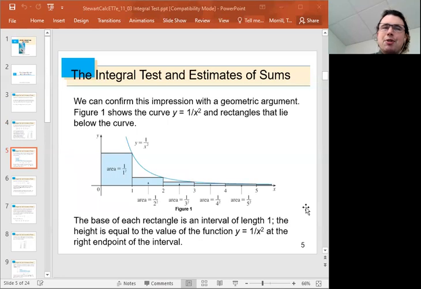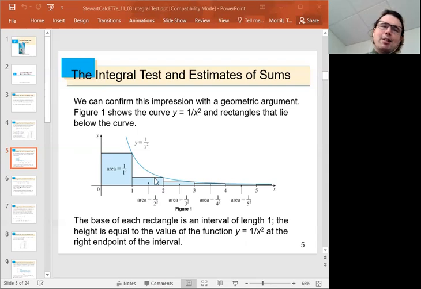So let's look at all of those numbers, right? The first number is 1 on 1 squared, the second number is 1 on 2 squared, the third number is 1 on 3 squared, and so on. And let's think about them as representing areas. So for each value of n, for each positive whole number, I'm going to draw a rectangle. And each of my rectangles is going to have width 1 and height equal to whatever that number in the list is. So my first rectangle has height 1.